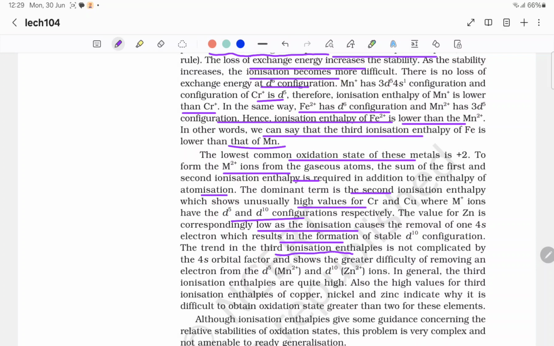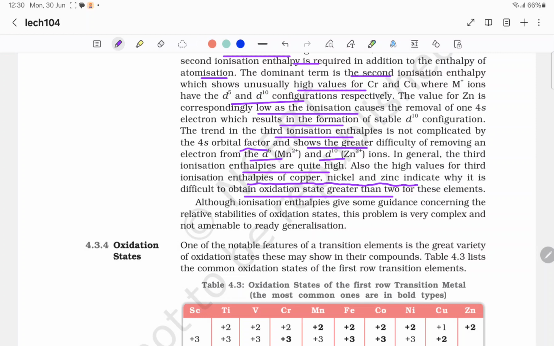The trend in the third ionization enthalpy is not complicated by the 4s orbital factor and shows the greater difficulty of removing an electron from d5 and d10 Zn2+ ions. In general, the third ionization enthalpies are quite high also. The high values for third ionization enthalpies of copper, nickel and zinc indicate why it is difficult to obtain oxidation state greater than 2 for these elements. Although ionization enthalpies give some guidance concerning the relative stabilities of oxidation state, this problem is very complex and not amenable to ready generalization.